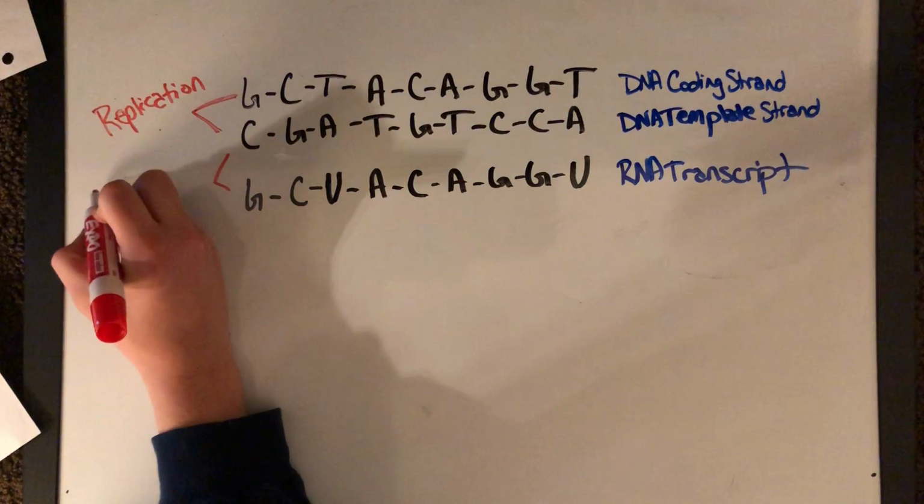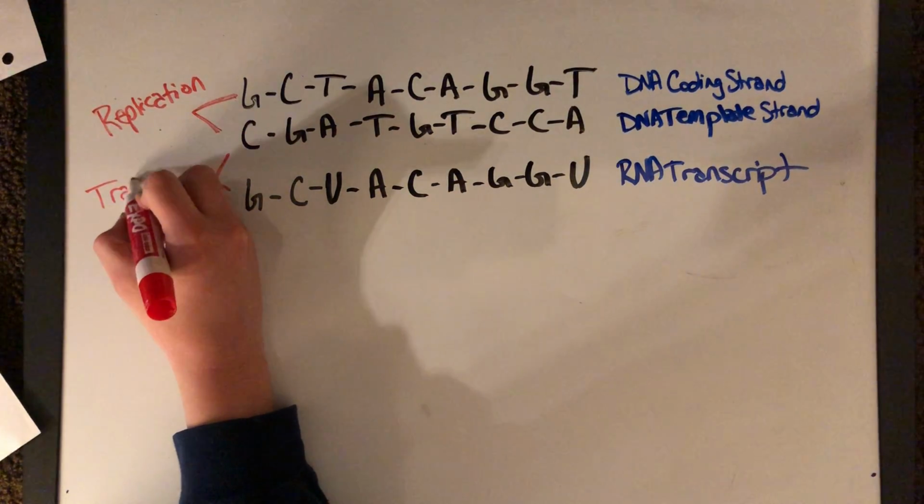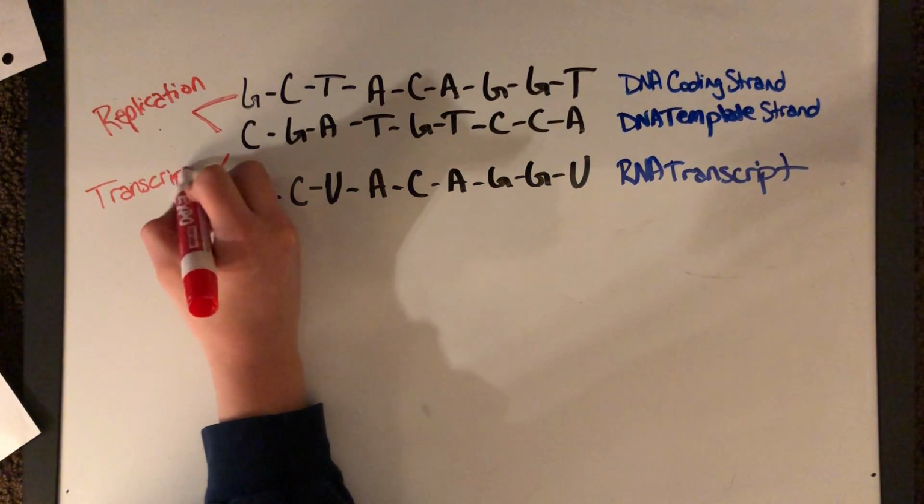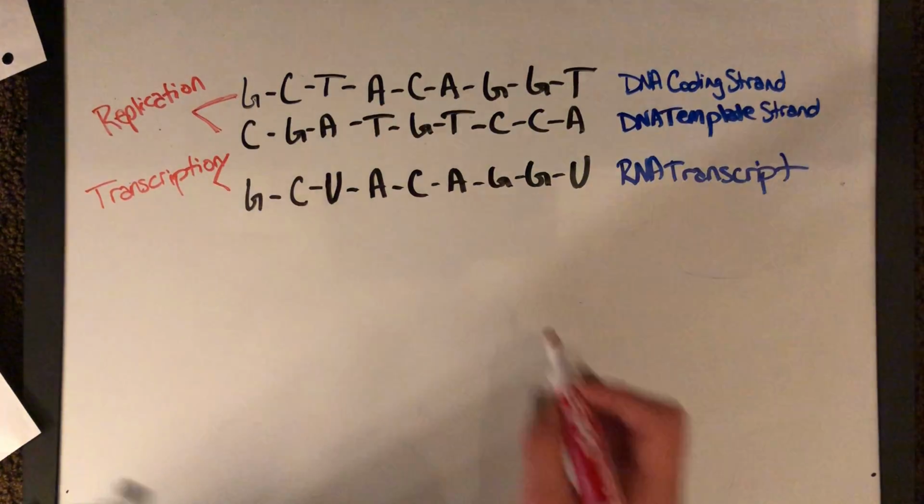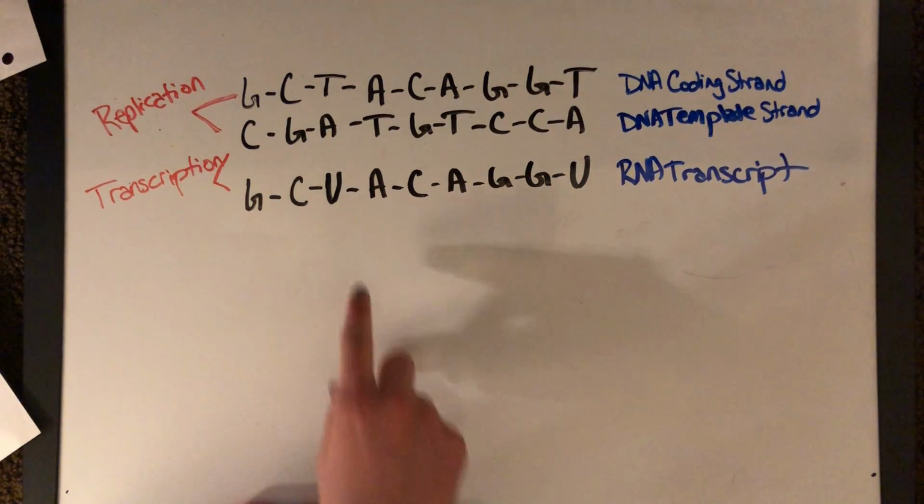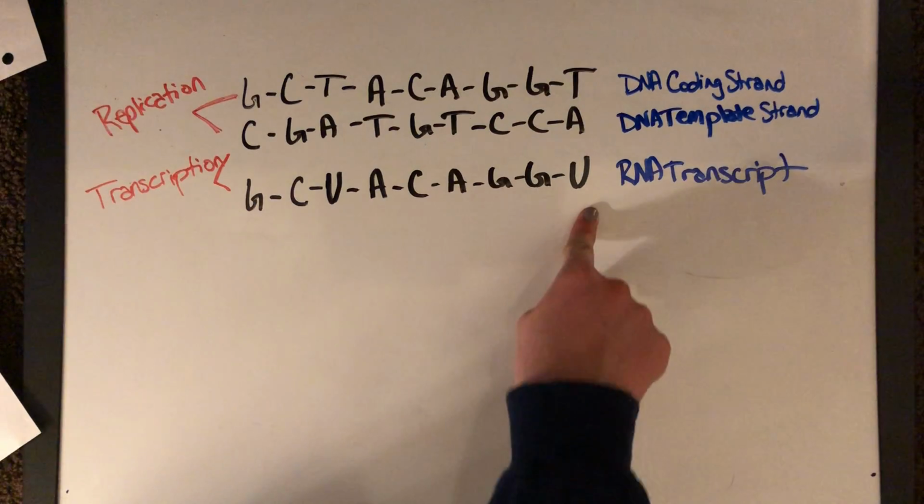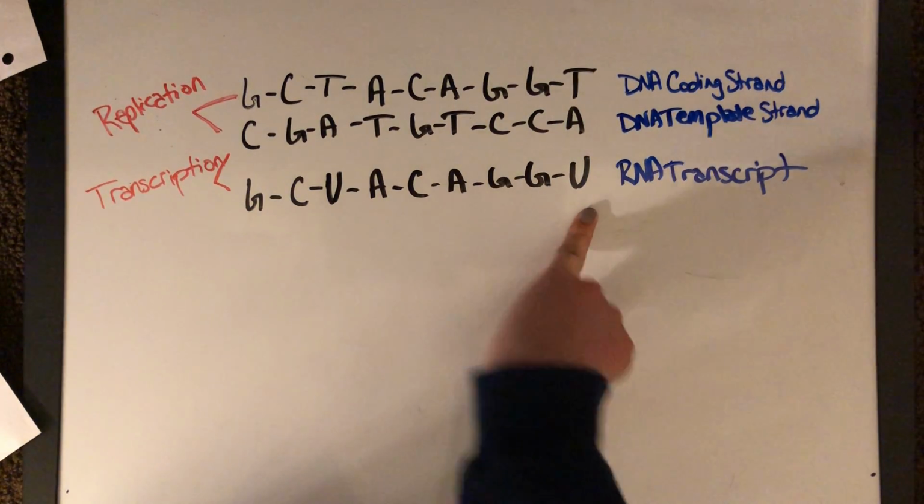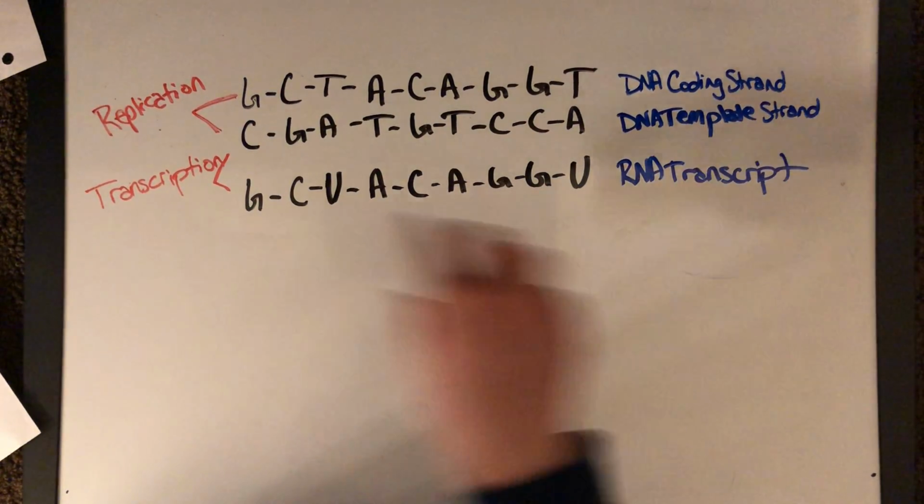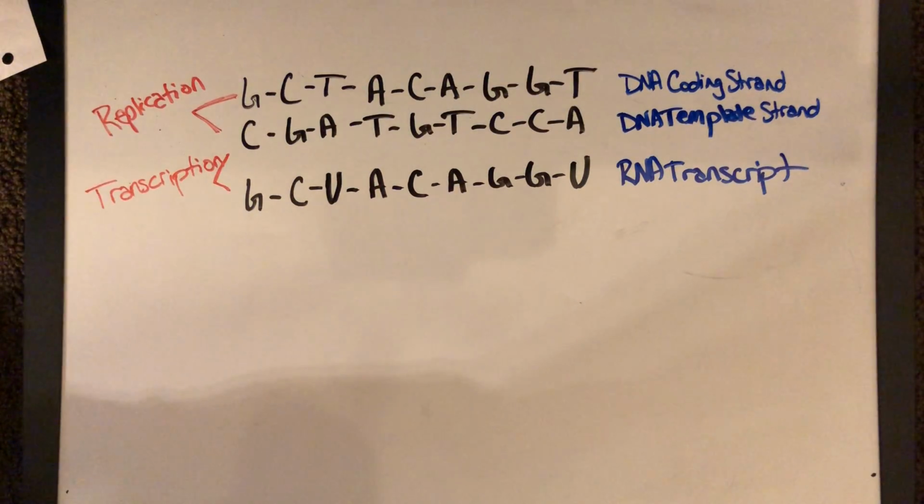So this here is transcription. And then if we want to use this series of RNA code to make protein, we can do that. I didn't think this far ahead, so just hold on one second while I bring up the amino acid chart.